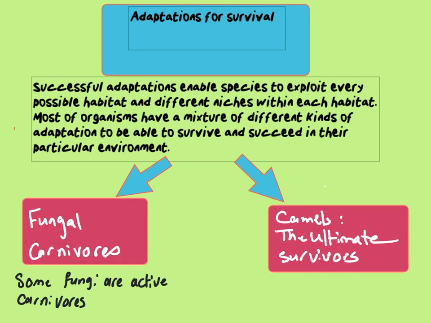Adaptation for survival. Successful adaptation enables species to exploit every possible habitat and the different niches within each habitat. Most organisms have a mixture of different kinds of adaptation to be able to survive and succeed in their particular environment. We are going to discuss in detail two examples of adaptation for survival, the fungal carnivores and the camels, which we consider ultimate survivors.